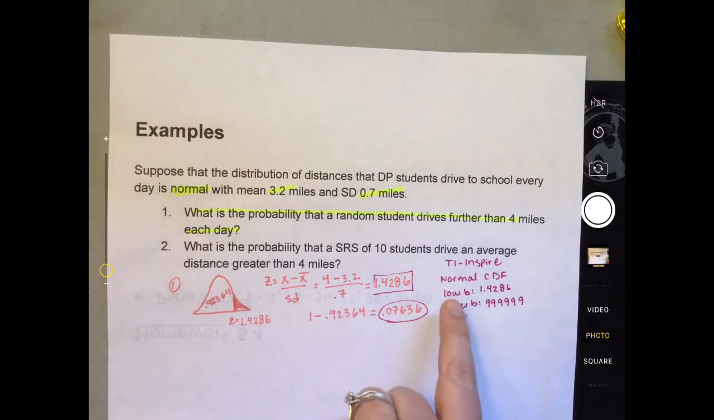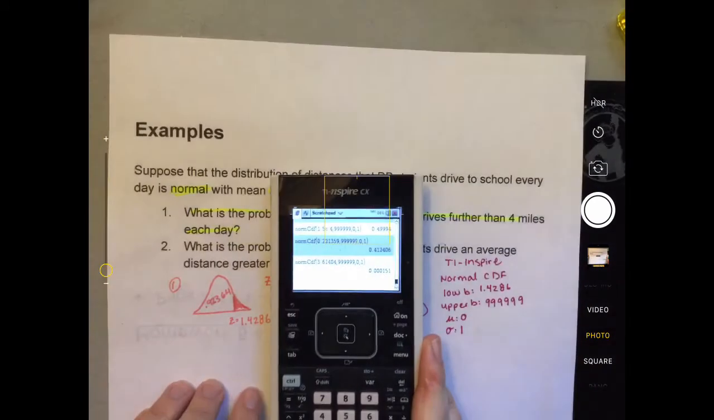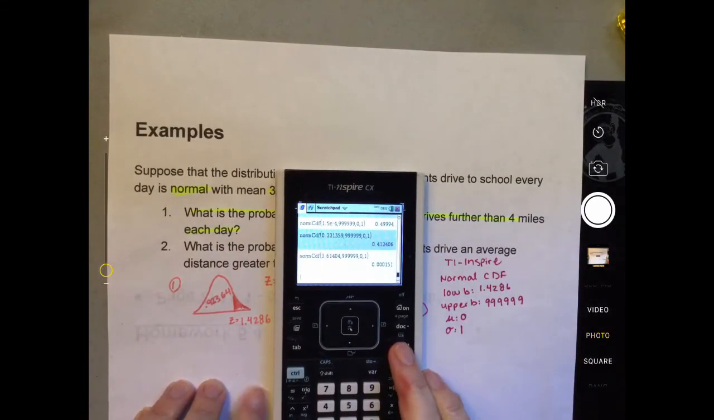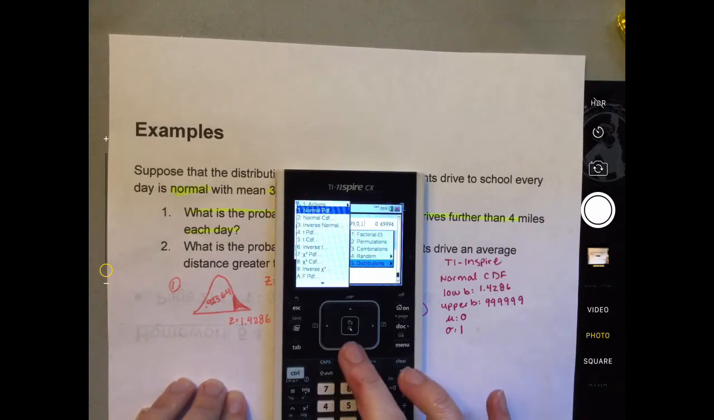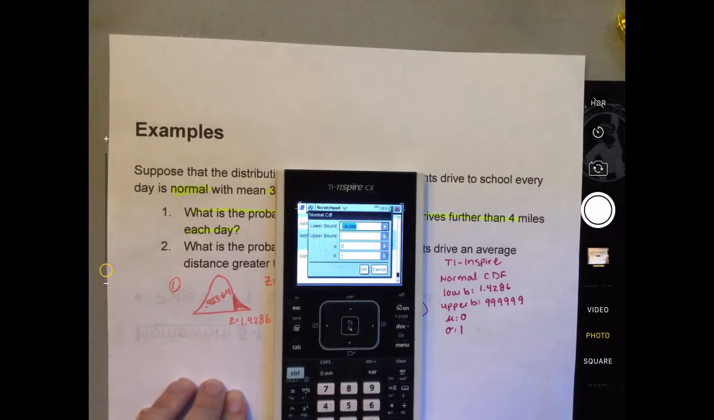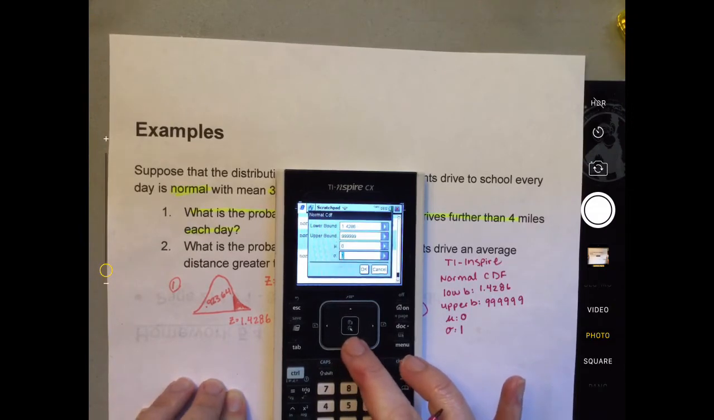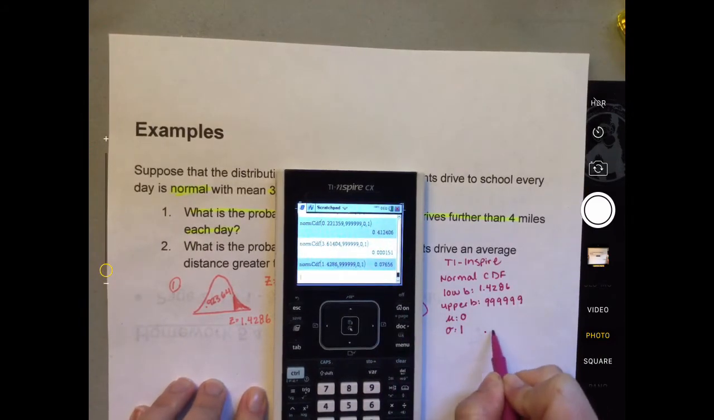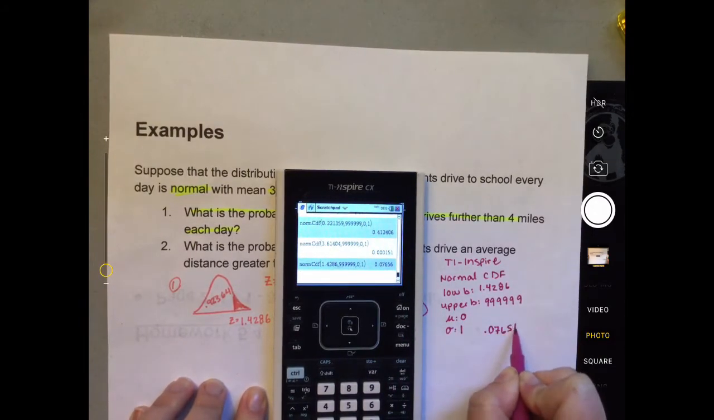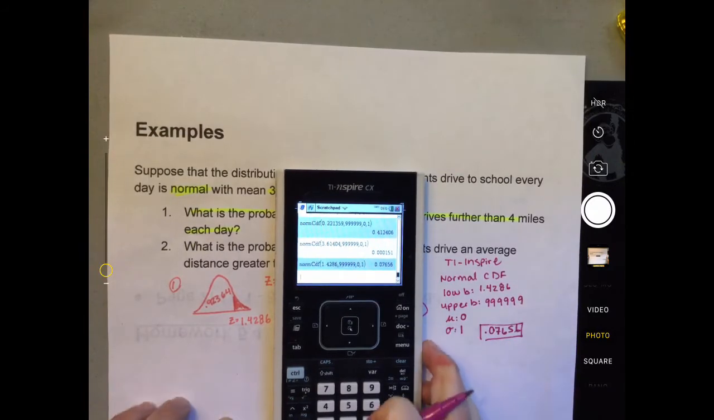Because we've already standardized the z-score, mu is 0 and sigma is 1. So this way, you're not going to have to subtract from 1 because it knows you want it to the right, greater than 4. So I'm going to do menu, probability, distributions, and let's go to normal CDF. The lower bound is 1.4286. Upper bound, I'm putting 6 nines. Leave mu as 0 and sigma as 1. Oh, looky here. We get 0.07656, and that is what we got with our chart.